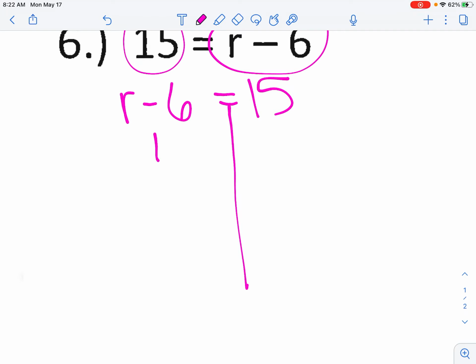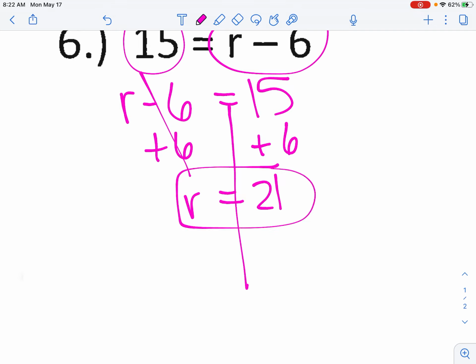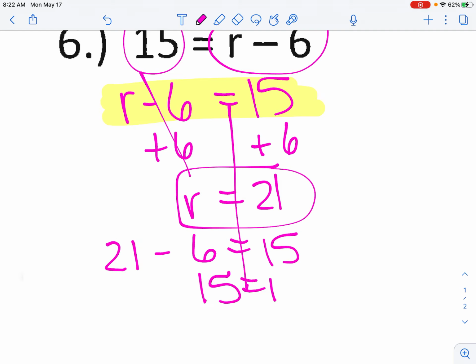How do I get rid of negative 6? I add 6. Negative 6 plus 6 is 0, so that cancels. And 15 plus 6 is 21. R equals 21. Now I'm going to write my original equation, substituting for R: is 21 minus 6 equal to 15? Yes. 15 equals 15. Check.